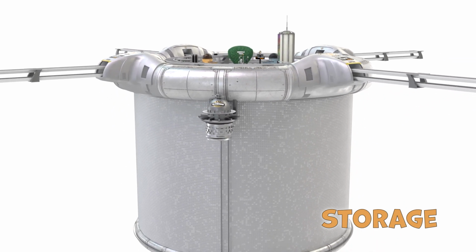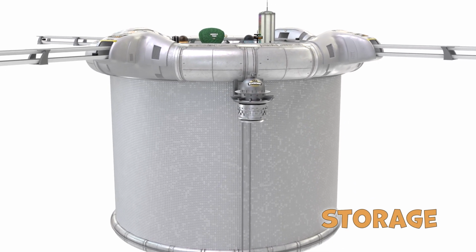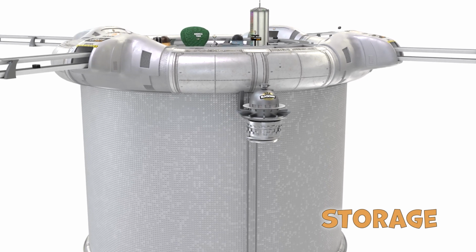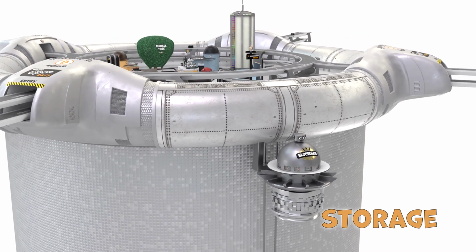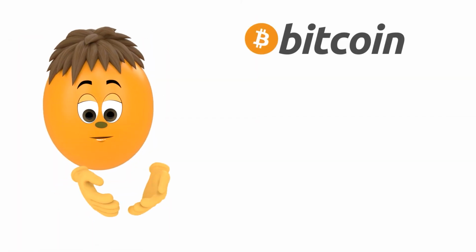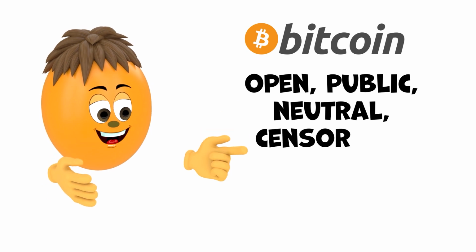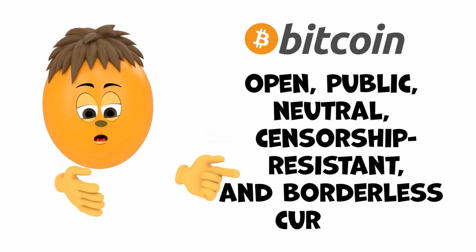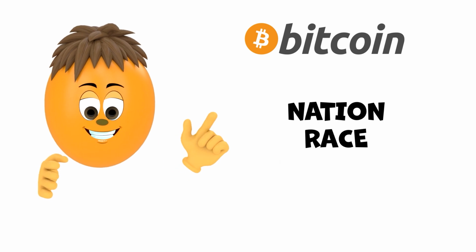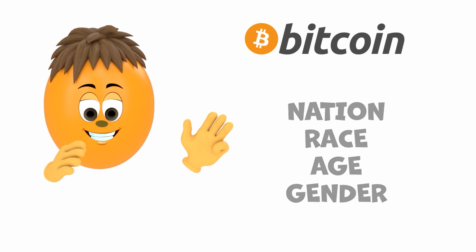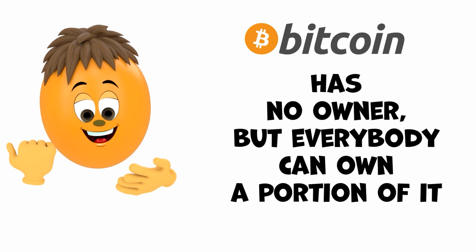Bitcoin nodes share the last version of the blockchain simultaneously. Therefore, thousands of nodes worldwide independently ensure the integrity of the blockchain, and thus make it secure. These features make Bitcoin the first ever open, public, neutral, censorship-resistant, and borderless currency anyone can use regardless of their nation, race, age, or gender. Bitcoin has no owner, but everybody can own a portion of it.